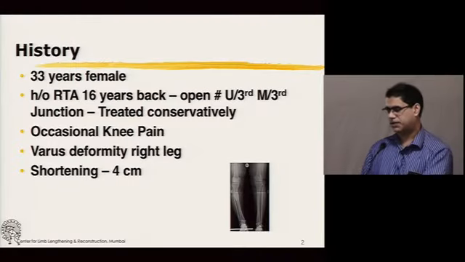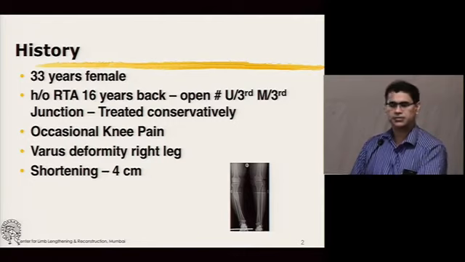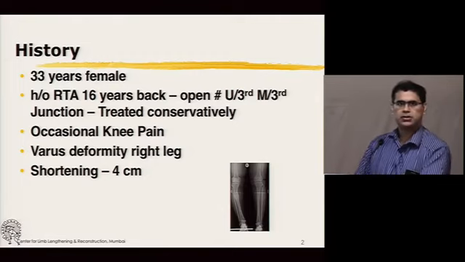and she had an accident and suffered an open fracture of the upper third, middle third junction, which was treated conservatively, and she developed a deformity therefore. She had occasional knee pain because of the varus, but she was more worried about the cosmetic aspect of it. And on measurements, the amount of shortening we got was 4 centimeters.